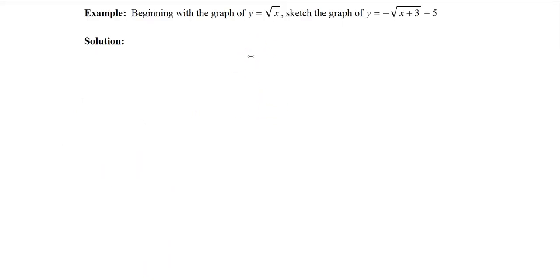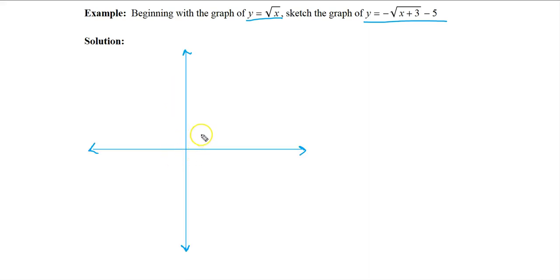Now let's take a look at an example. So beginning with the graph of y equals the square root of x, let's sketch the graph of y equals negative the square root of x plus 3 minus 5. So let's put the Cartesian plane down here, and we'll try to figure out what that graph looks like.